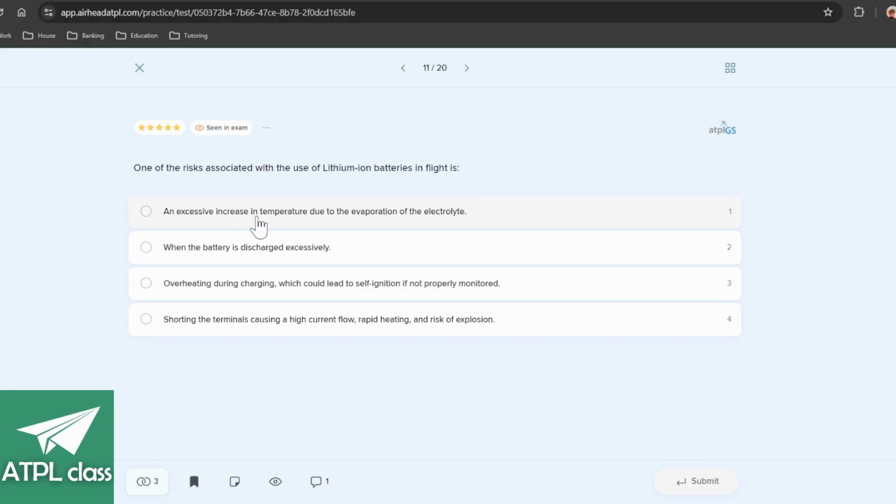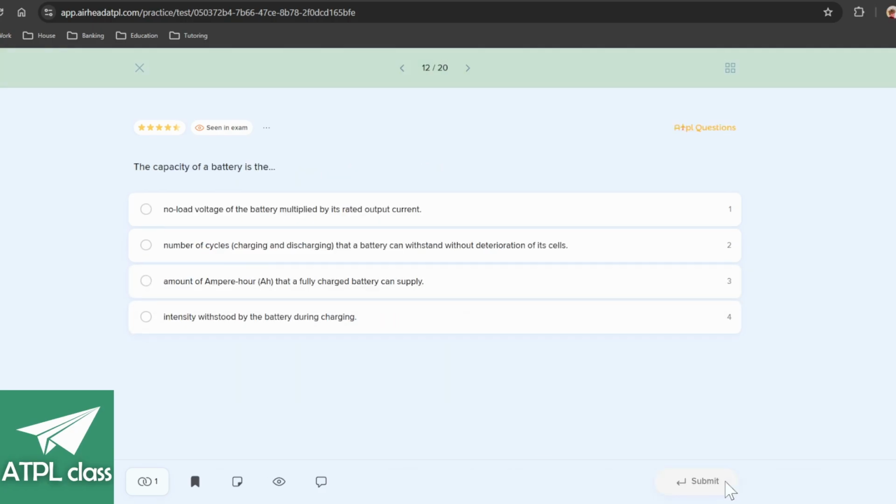An excessive increase in temperature due to the evaporation of the electrolyte? No. When the batteries discharge excessively? What? That's a rubbish answer. Overheating during charging, which could lead to self-ignition if not properly monitored. That's thermal runaway. Shorting the terminals, causing a high current flow, rapid heating, and risk of explosion. So it's during charging. Yes, there we go.